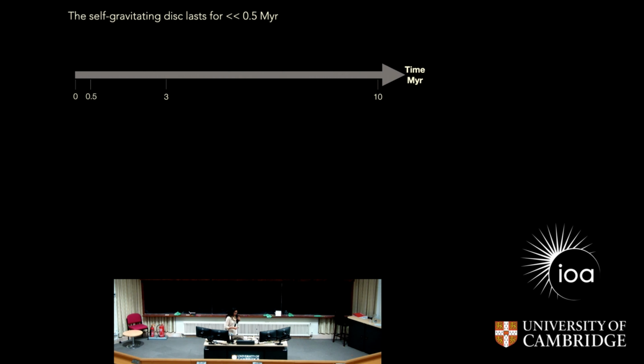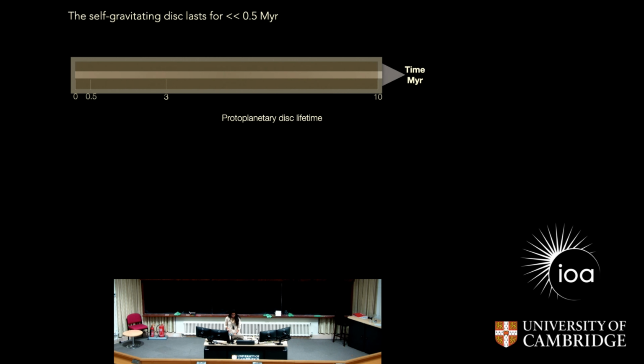So I mentioned that the self-gravitating phase lasts for a very, very short period of time. Here's my rough sketch of a protoplanetary disk's timeline. Disks are typically expected to last between 3 and 10 million years, and the self-gravitating phase of that lasts for much less than half a million years. In fact, that red box should probably be a little narrower, but if I made it any smaller, you probably wouldn't see it.